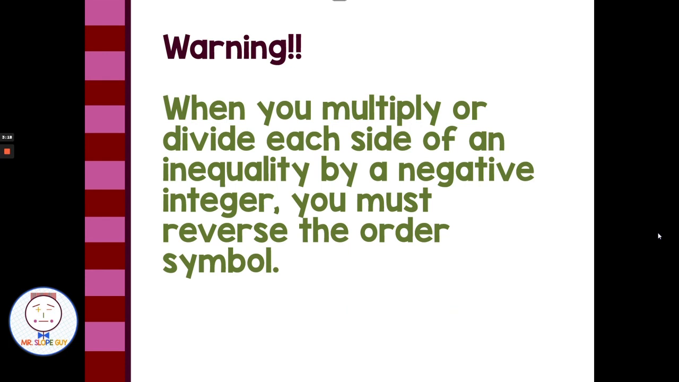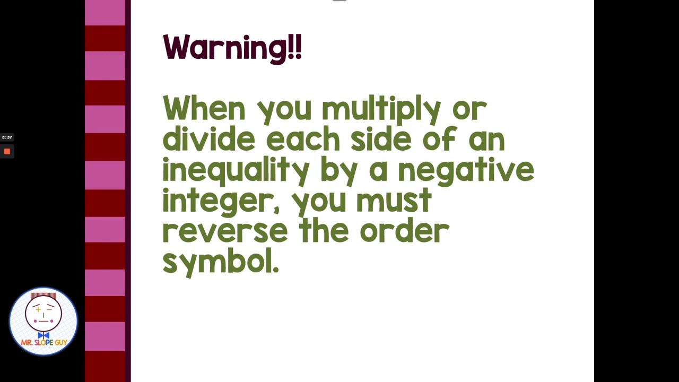All right, the most important thing you're going to want to write down, you're going to star by it, you're going to highlight this. When you're multiplying or dividing each side of an inequality by a negative integer, you must reverse the order symbol. Meaning if you have greater than, you need to make it less than, greater than or equal needs to switch to less than or equal.